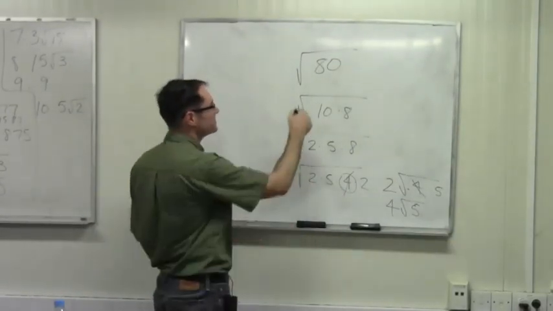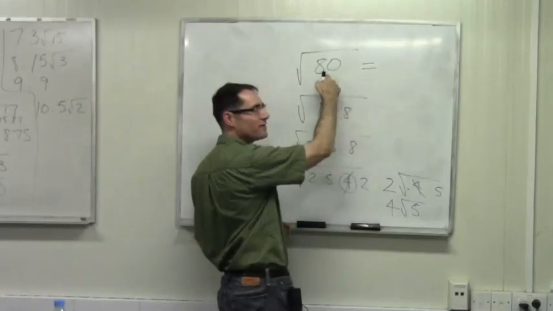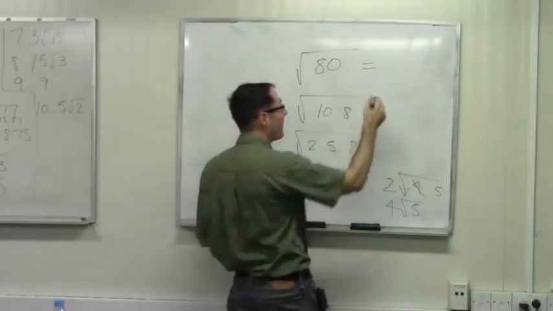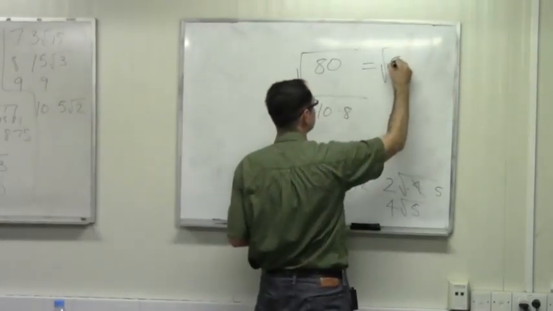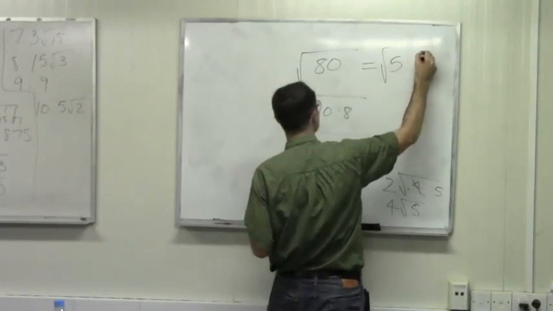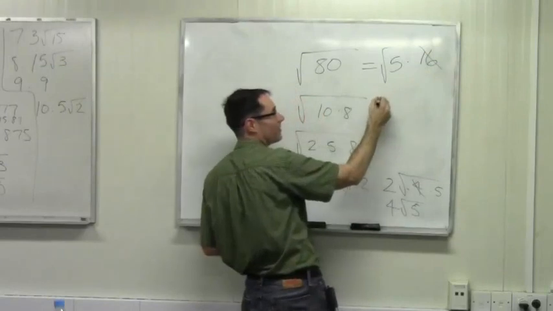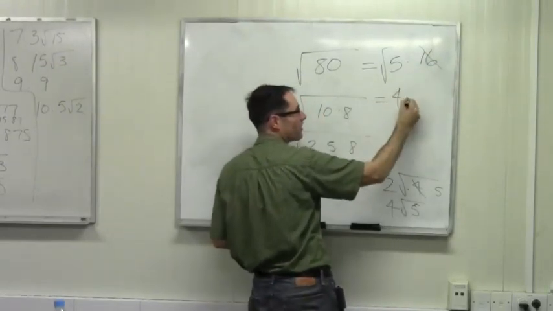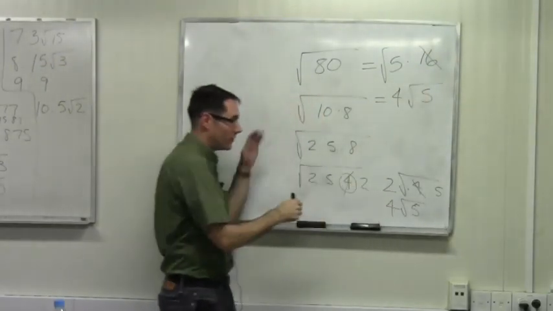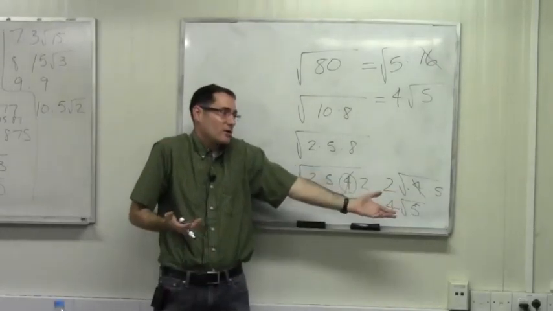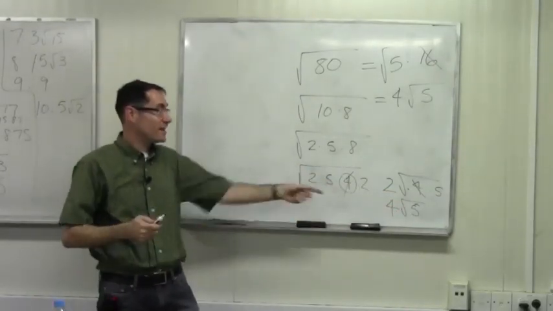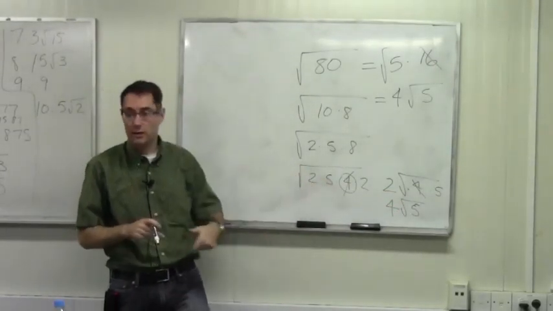The other way to look at it is, what's another factor of 80? You might not know this. 5 times what? 16. Is that a perfect square? It is. So we're going to move that out. Perfect square, so it's 4 times the square root of 5, which is a little easier. We went through a big long one, but we just went down a wrong path. That happens sometimes.